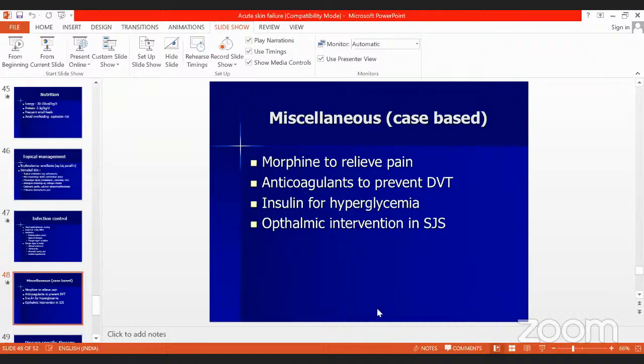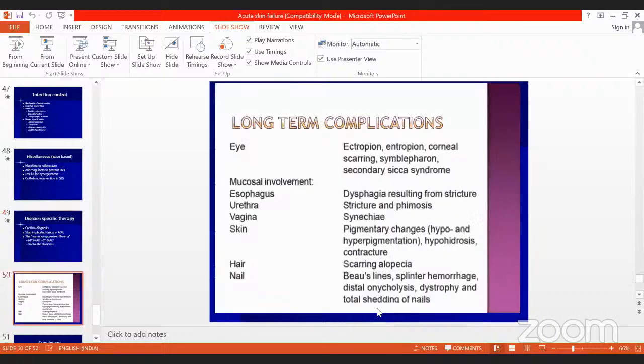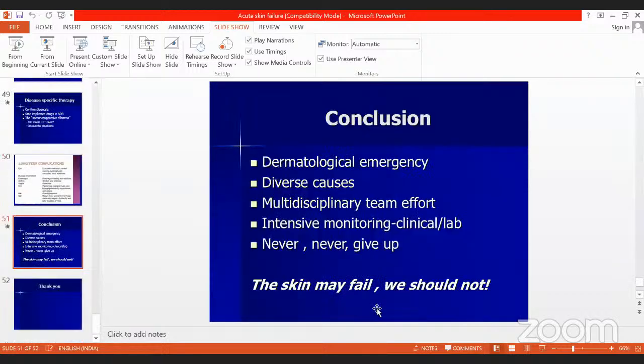Anticoagulants, insulin for hyperglycemia, and in SJS you need to do ophthalmic intervention. Disease-specific therapy, you might need to do investigations to confirm diagnosis, for example, a biopsy. In adverse drug reactions like SJS, stop the implicated drug. That is the most important thing. It should be a multi-team approach. Everybody should be taking care of the patient. You will have to involve the physicians. You might need to involve the ophthalmologists and others, depending on how it is.